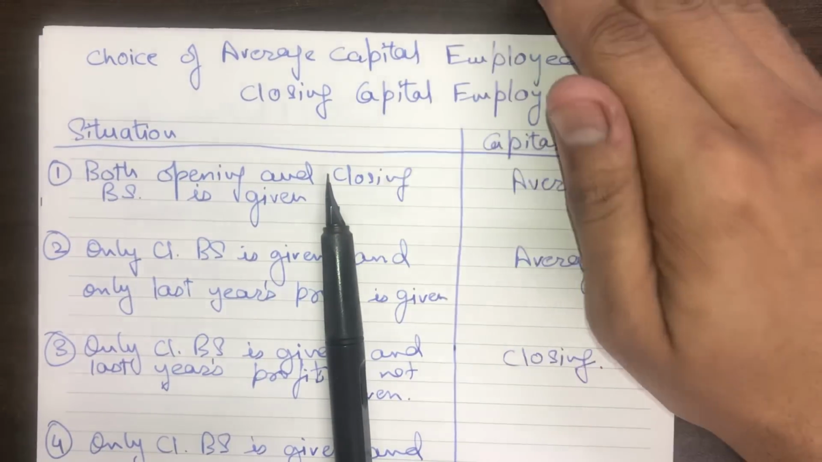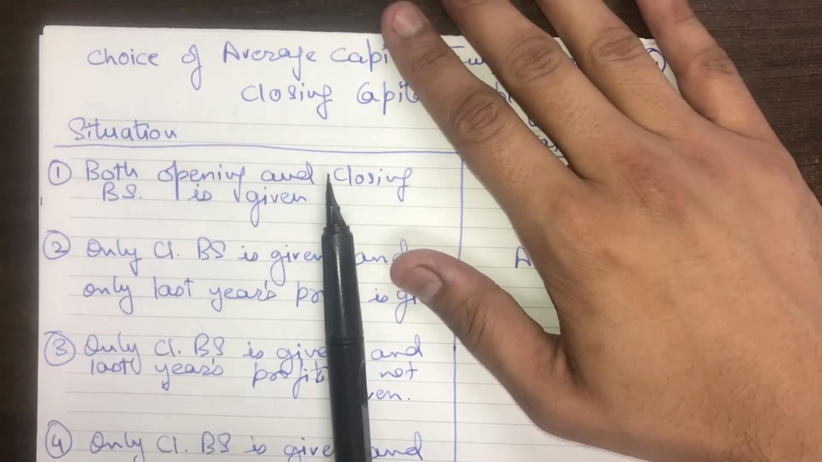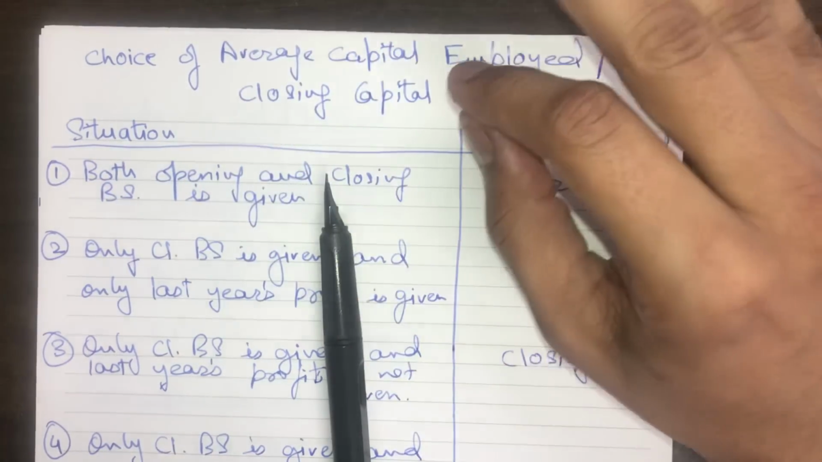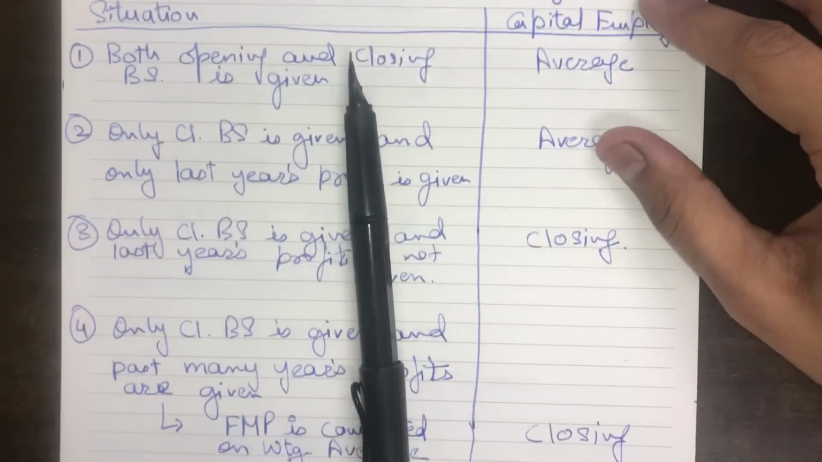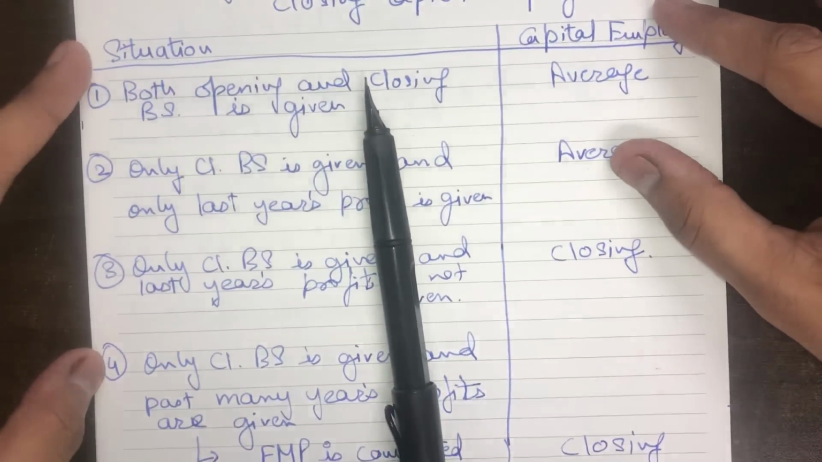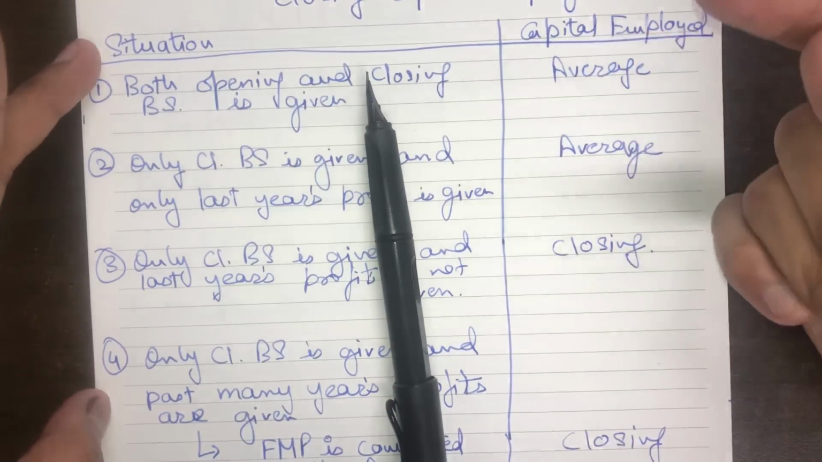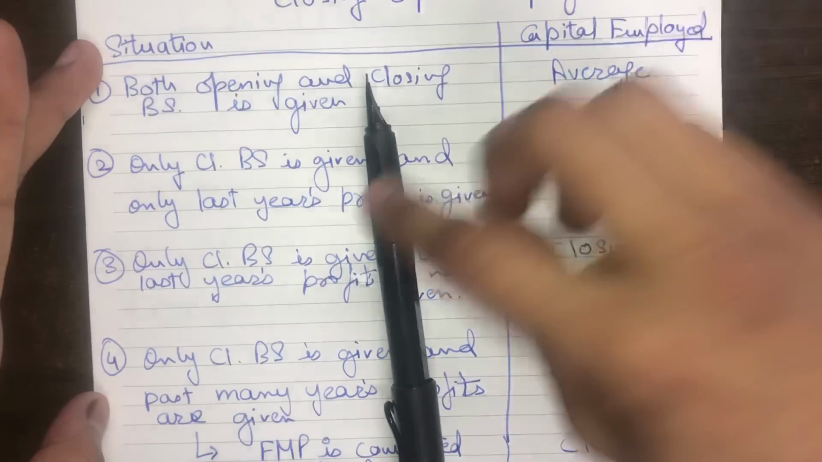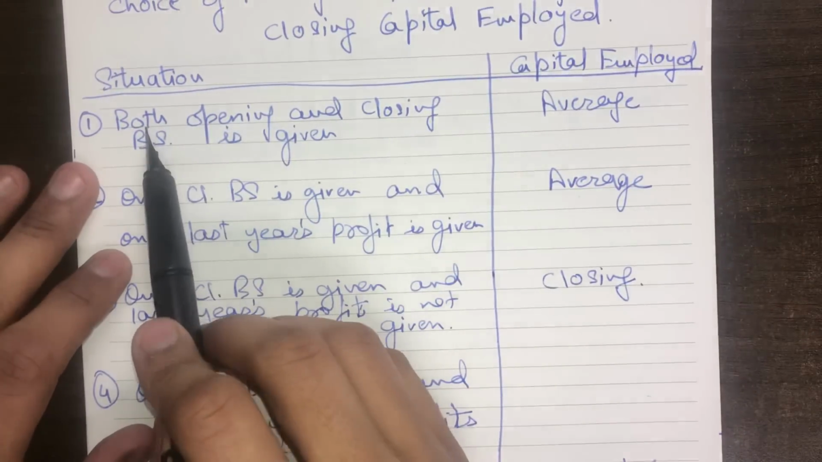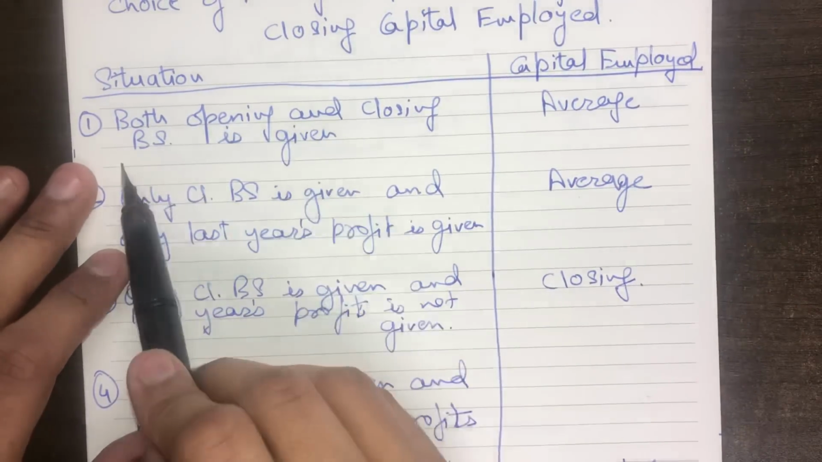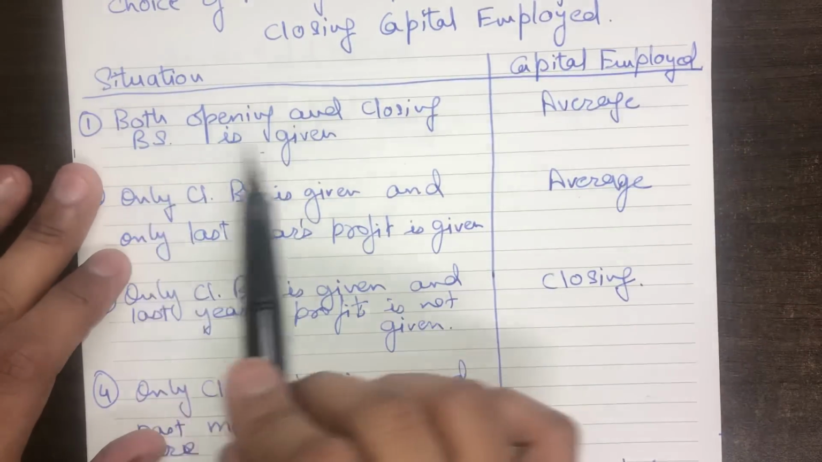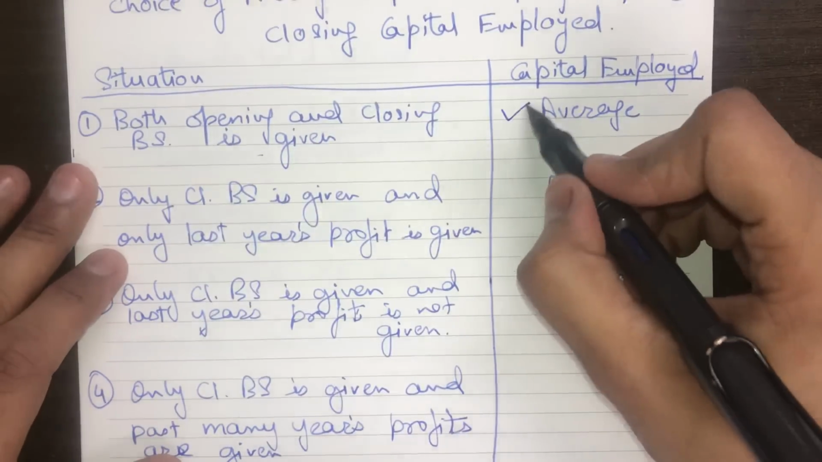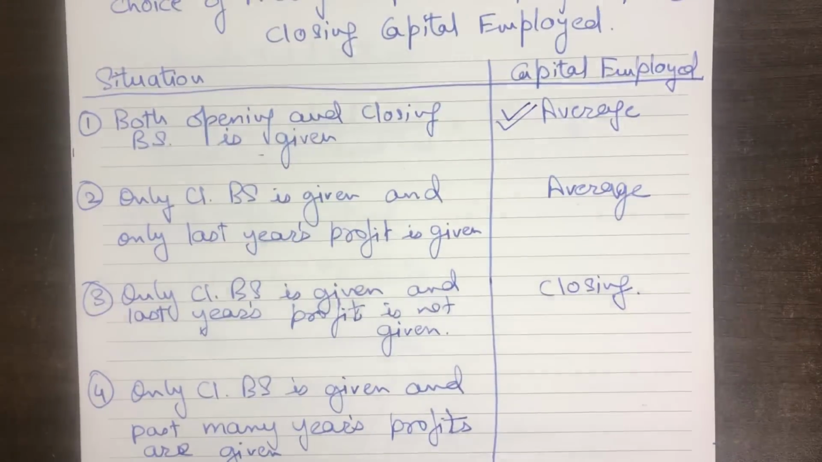So you can either choose average or closing. Nothing is wrong, nothing is right, but I have given certain pointers which can help you think which one is better in which situation. So if you are given in the question both opening and closing balance sheet, then the question is hinting you to choose average capital employed.